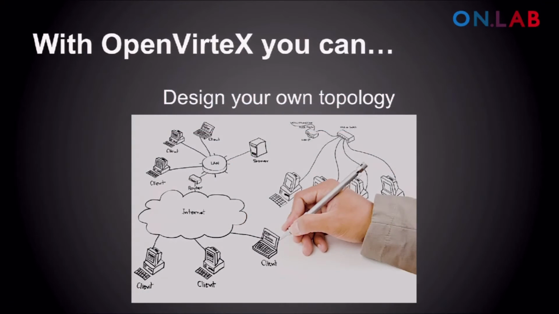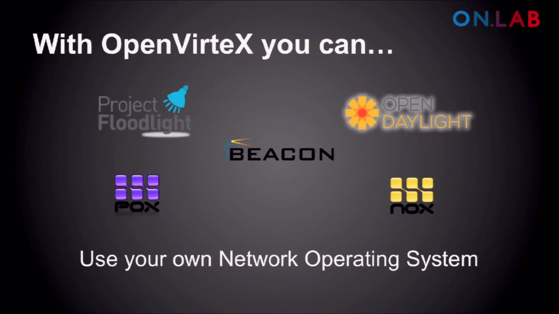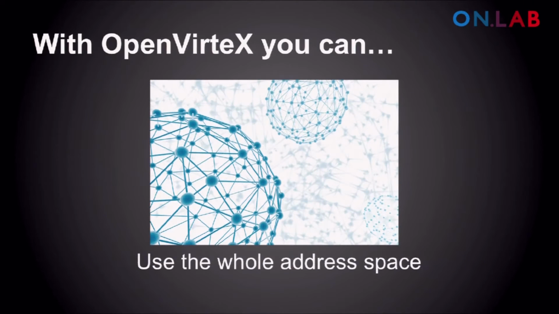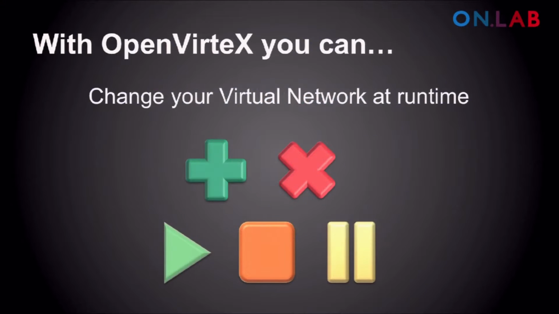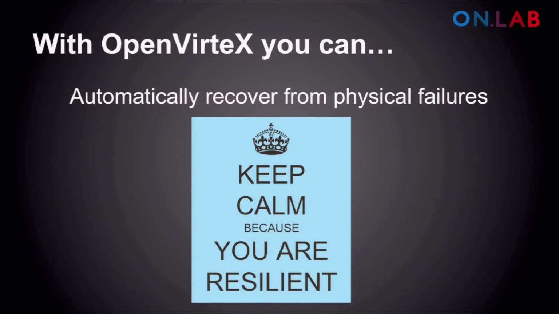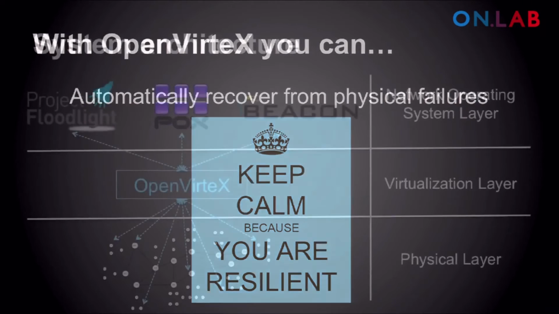With OpenVirteX, you can design your own topology, use your own network operating system to define the behavior of your network, and use the entire address space usually available to you in a network. You can also start and stop parts of your network, as well as remove and add elements to your network. And finally, OpenVirteX can hide physical network failures from you, allowing you to focus on the exact desired behavior of your network. Wouldn't it be cool if these were available over a simple API call? Well, with OpenVirteX, they are.